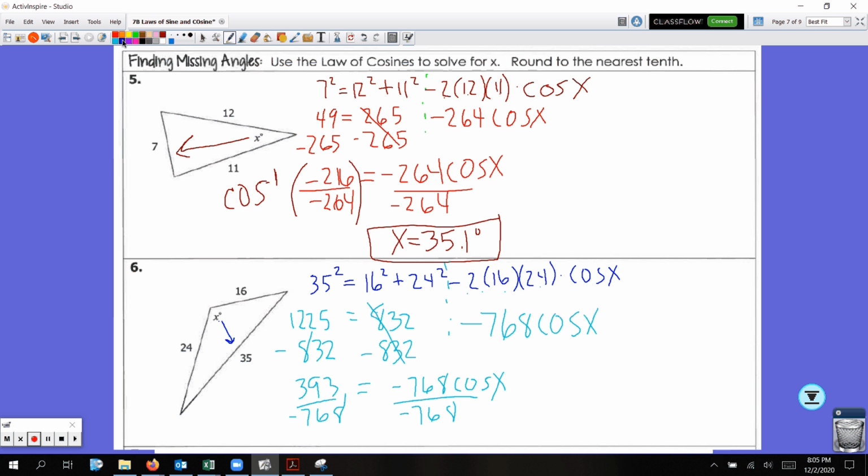Remember, we are looking for an angle inside the triangle, so we're going to use cosine inverse of that quotient. So cosine inverse of 393 divided by negative 768 is 122.8 degrees. So I get x is equal to 122.8 degrees.